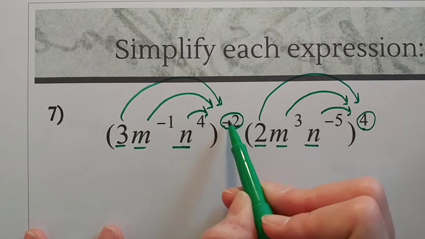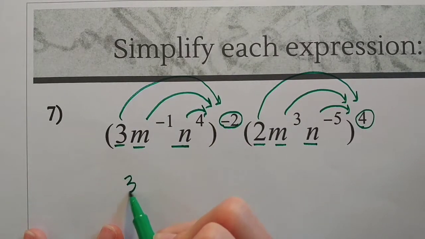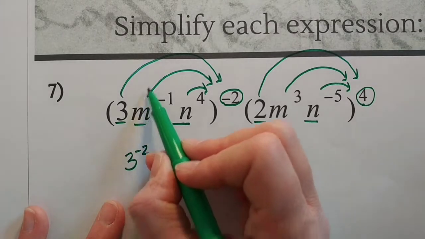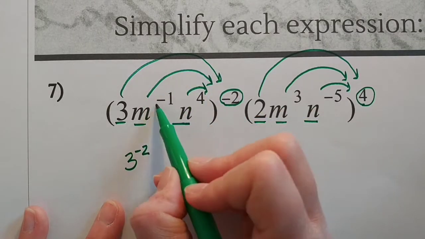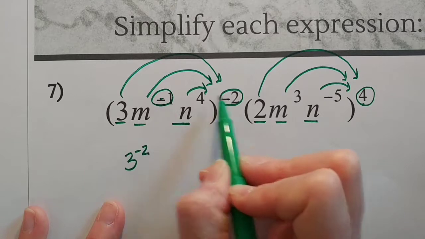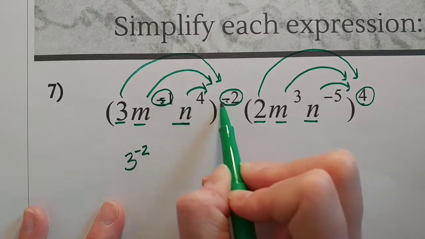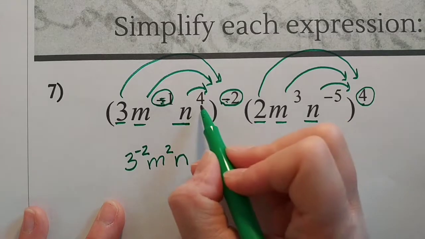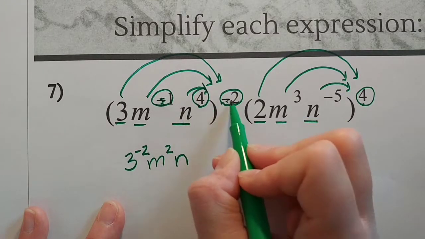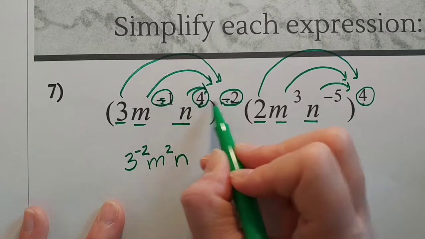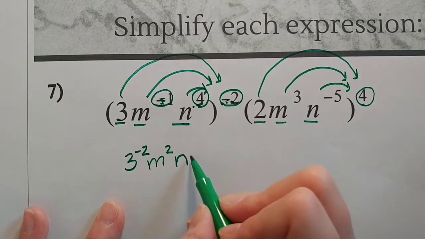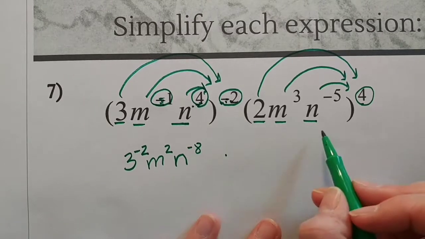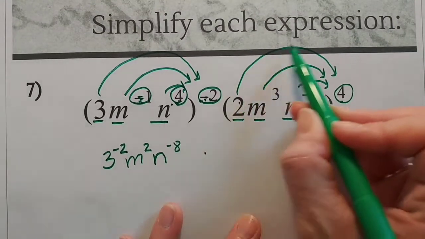3 up to the negative second power. Write it out. You can't evaluate it yet. It has a negative exponent. M, we're going to bring that up to this power. But do you notice m already has a power? So power to a power, I multiply the powers. N, it already has a power, and I'm raising it to another power. Power to a power, I multiply the powers. Okay. Let's see what we have here. 2 up to the 4th power.